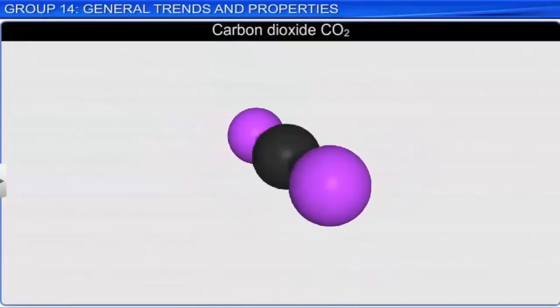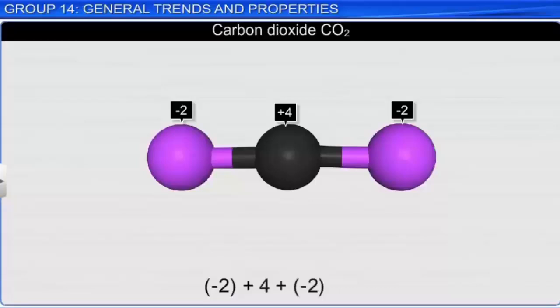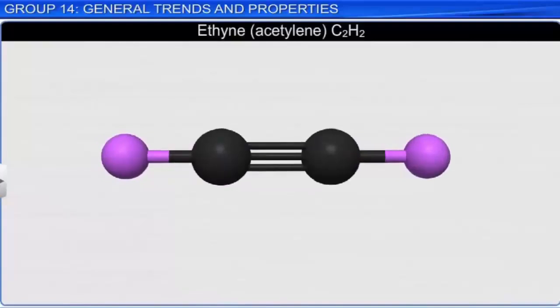In carbon dioxide, the carbon is +4. Each oxygen has an oxidation number of -2 here. In ethine, the carbon is in a -1 oxidation state. Again, each hydrogen is +1. So the carbons must be -1 for the sum of the oxidation numbers to be 0.